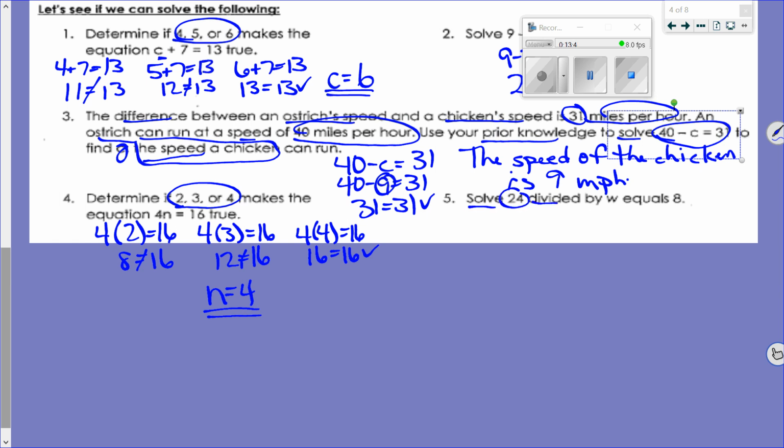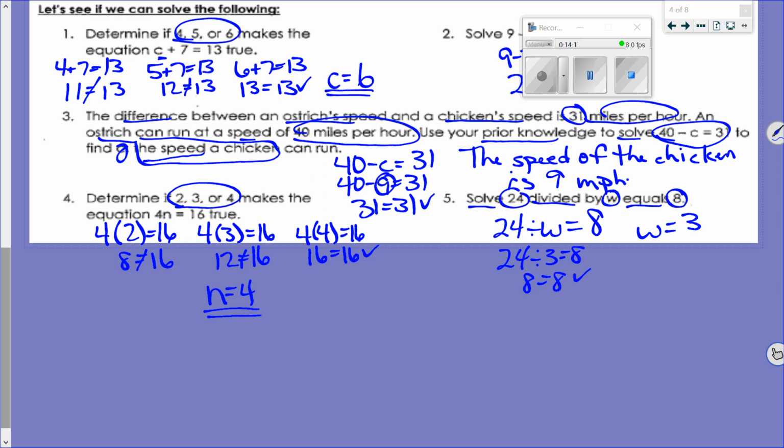Solve 24 divided by w equals 8. So here's where we do need to write our equation. Again, we do it just like it's written in English. So 24 divided by w equals 8. What should I put in for w to make this a true statement? Okay, 3. So let's check it. 24 divided by 3 equals 8. Does 8 equal 8? Yes. So our solution is w equals 3.